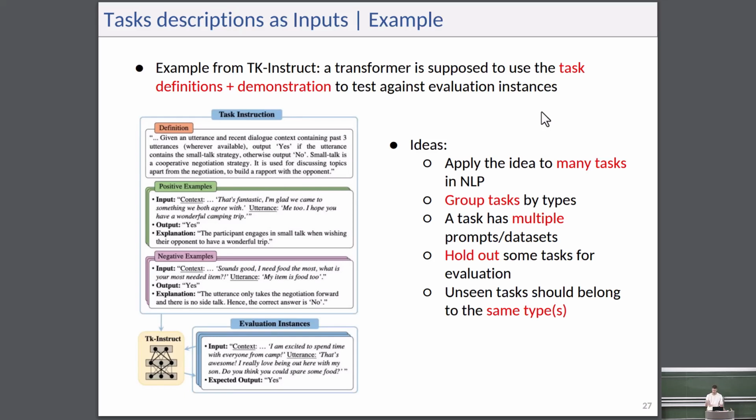Good strategies to perform proper learning would be: you should group tasks by types. For each task, you should have multiple prompts. You should hold out certain tasks for evaluation. And ideally, unseen tasks belong to the same type, so that when we test on an unseen task, the model has at least seen a task of a similar type. That would be like true few shot.